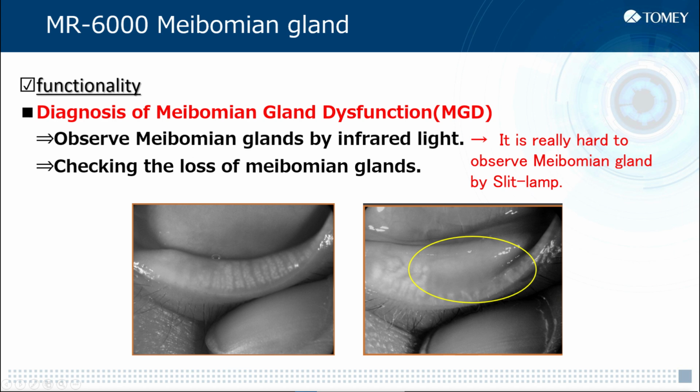The left picture shows a patient with normal meibomian glands, and the right picture shows an MGD patient with the loss of meibomian glands. For a patient complaining of dry eye, it is important that we check the meibomian glands, look at the tear meniscus to check tear volume, and look at the BUT and the pattern of fluorescein staining. When it comes to meibomian gland observation, it is really hard to do with a slit lamp.